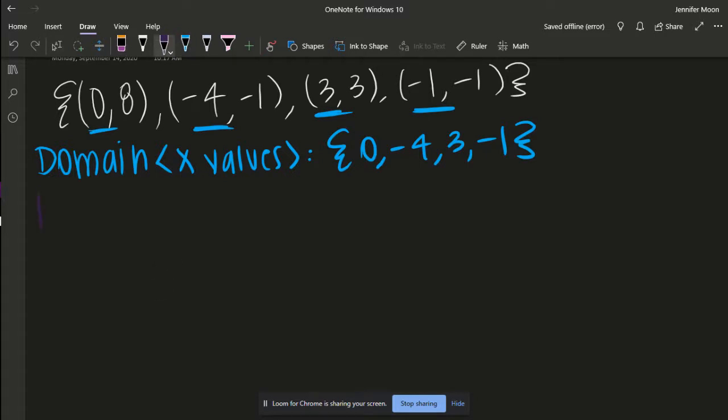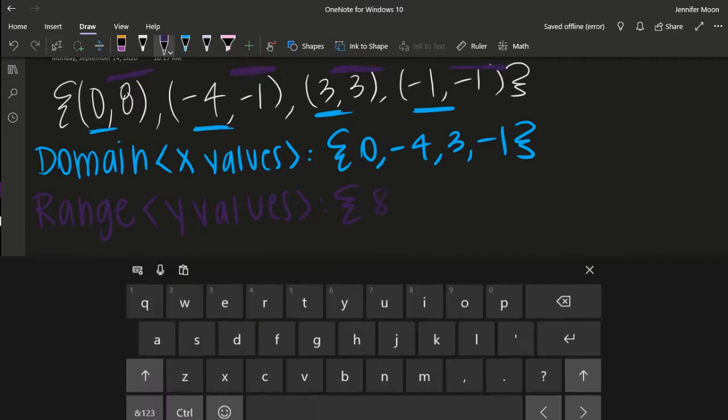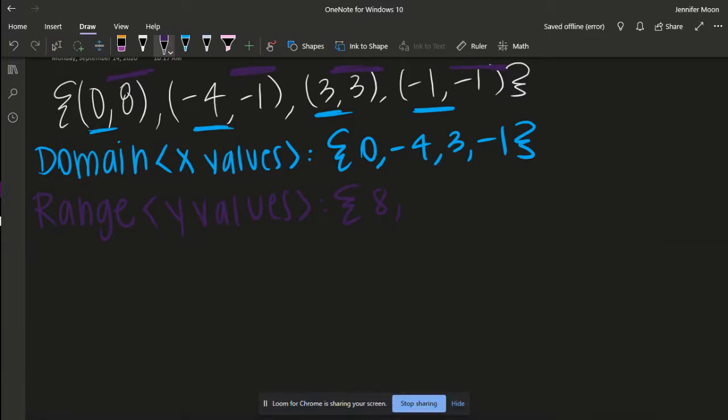And then let's look at our range, which are our y values. And those y values are 8, -1, 3, and -1. Like I said, you don't rewrite your values though.